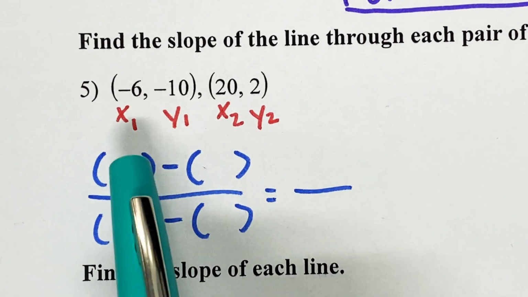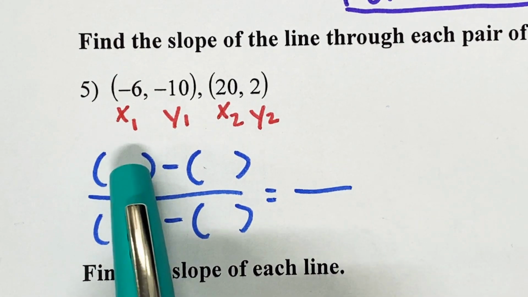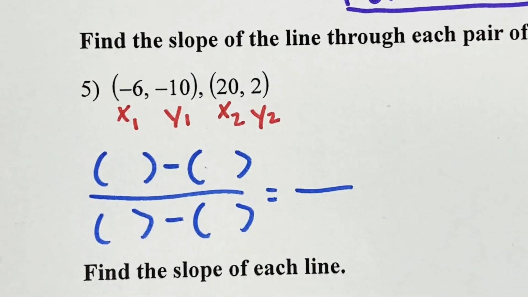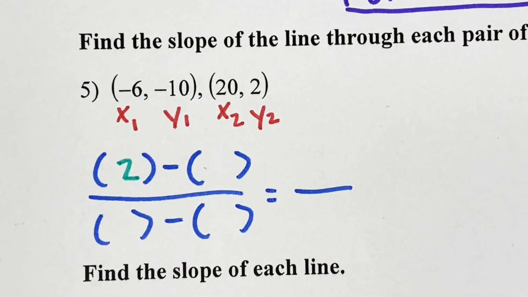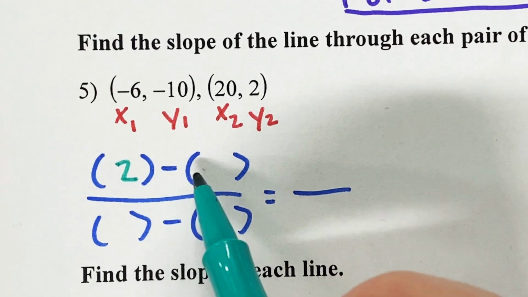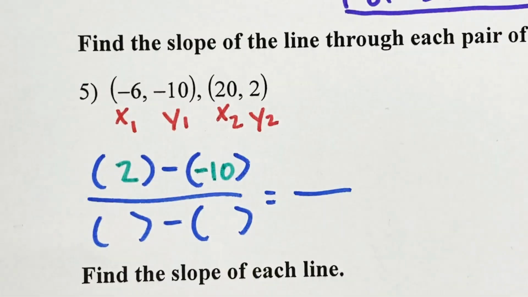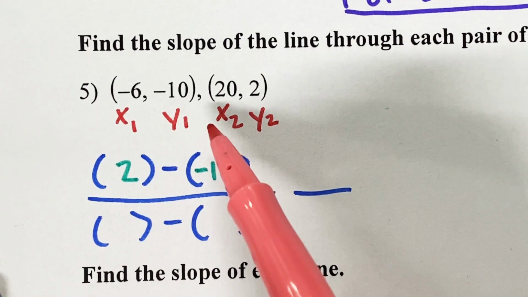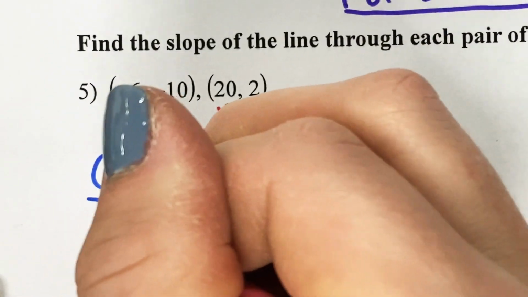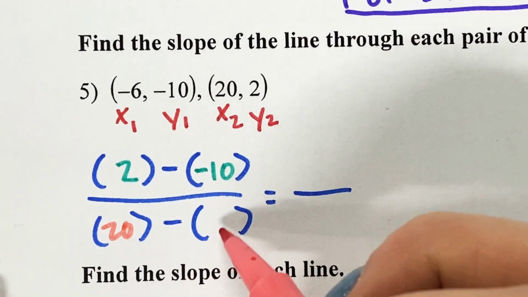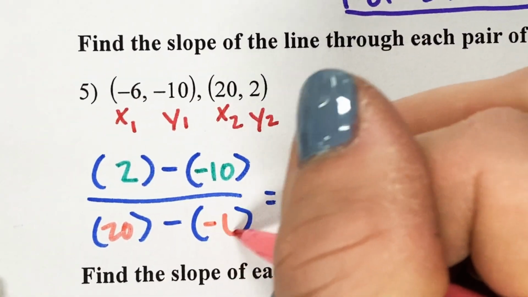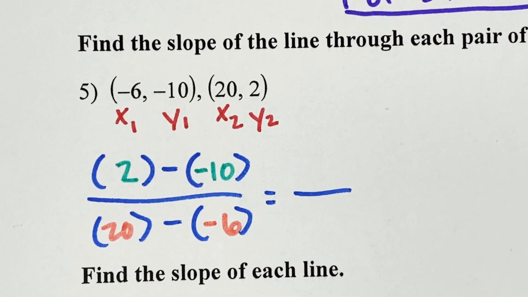On the top of my formula, what comes first is y2. So I'm going to find my y2, and that's going to give me 2. And it is subtracting my y1, and my y1 is -10. So we filled in the top. Let's go ahead and fill in the bottom. Now I have x2 in this spot, and that's going to give me 20. Subtract my x1, which is -6.